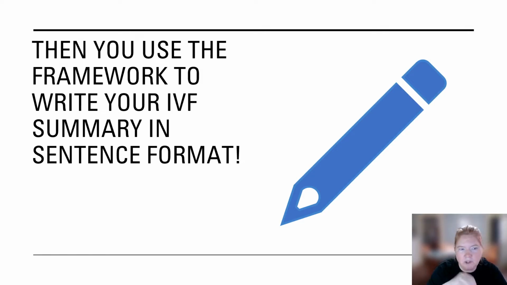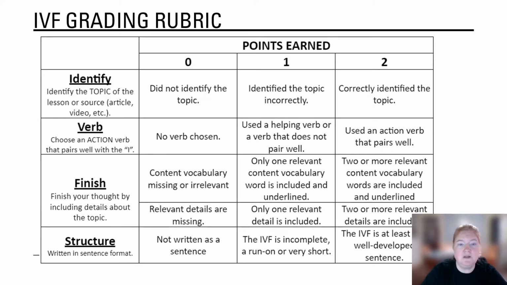Then you use the framework to write it as a sentence or more than one sentence, depending how you finish yours, okay? So it should be in sentences. You should never just have it as that framework. And here's the rubric that is going to be used to grade it. And you also have a copy of this in your notebook. So you're going to be looking for identifying the topic, choosing an action verb, and then finishing the thought with 2 or more vocabulary words underlined and 2 or more details included. And then the structure should be sentence format. It should not be really short. It also shouldn't be a run-on, so you could divide it into more than one sentence if needed.